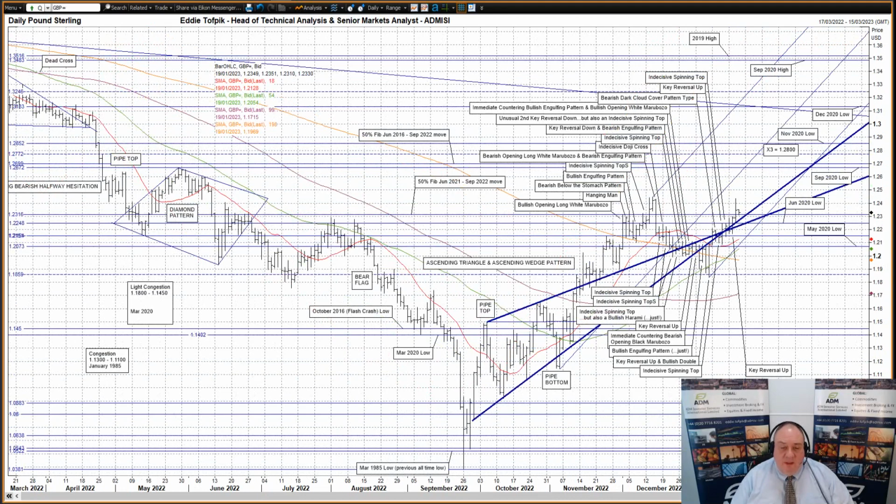Cable, aka sterling against the US dollar. A second bullish white soldier yesterday and a very nice follow-on higher to the previous session's key reversal up. The action was pleasingly based on the extension of the lower trend line, currently at 122.69, and past the apex of the whole of the September 2022 to January ascending wedge pattern.